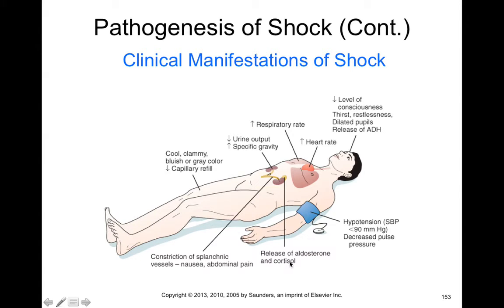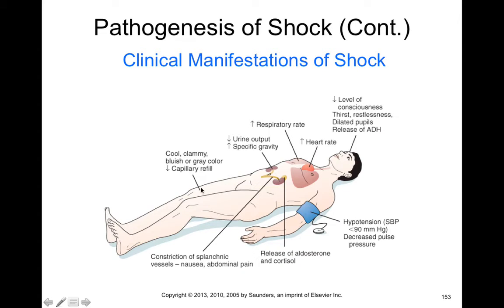Release of aldosterone, which would also act to increase blood pressure, and cortisol, which is a stress hormone. We talked about how cortisol acts to increase blood sugar levels, and that would make sense in terms of supplying your body's tissues with enough energy to meet their metabolic needs. We can find too constriction of some of the splanchnic vessels, so vessels that you'd find in the abdominal viscera, and that can lead to things like nausea and abdominal pain.